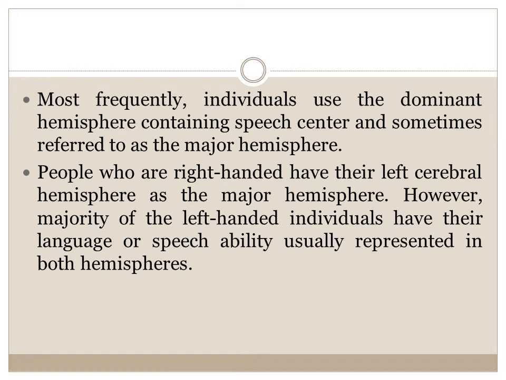Let's continue. People who are right-handed have their left cerebral hemisphere as the major hemisphere. However, the majority of left-handed individuals have their language or speech ability usually represented in both hemispheres. So let's talk more about that. An individual who is right-handed uses the left hemisphere, and an individual who is left-handed has the right hemisphere as dominant. But a left-handed individual uses language or speech ability in both hemispheres. Now let's talk more about that. Let's go to the next page.